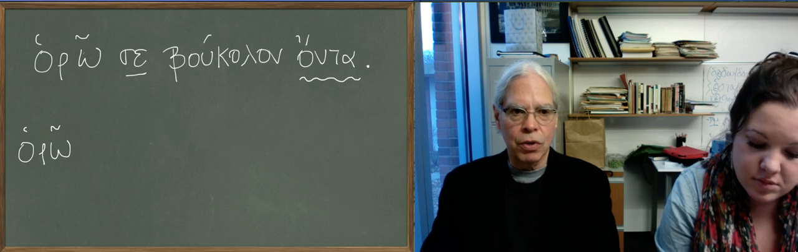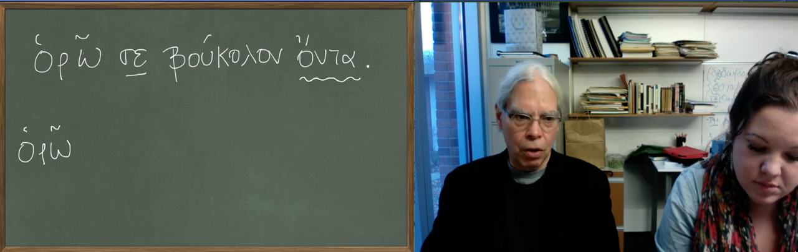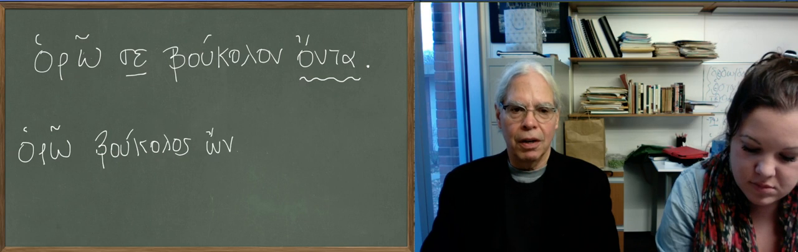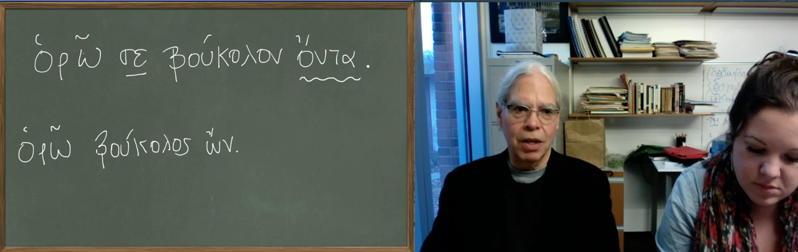What you do is you can suppress the subject of the embedded sentence, and you keep the participle, if you wish, in the nominative case. So you say horo, no pronoun, bukalos, nominative, okay. I don't know if anybody would actually ever say this, but you could say, I see that I am a cowboy.